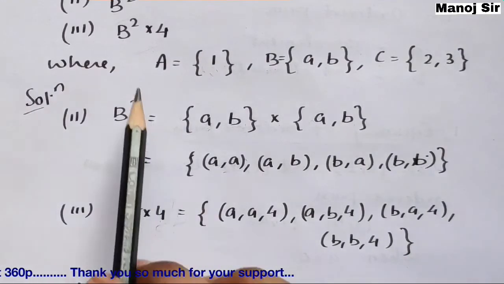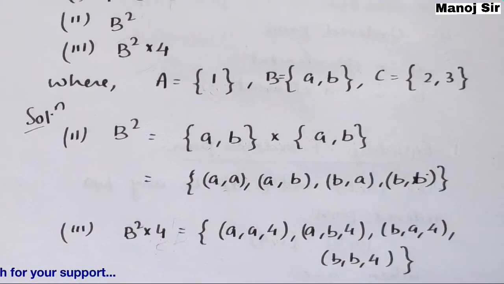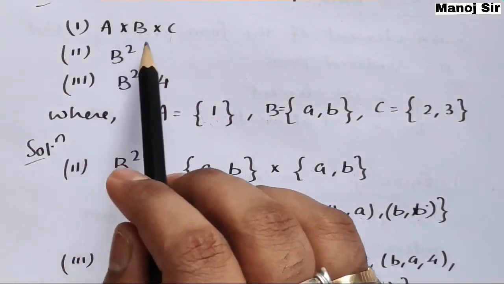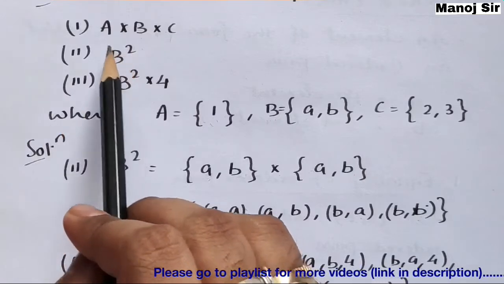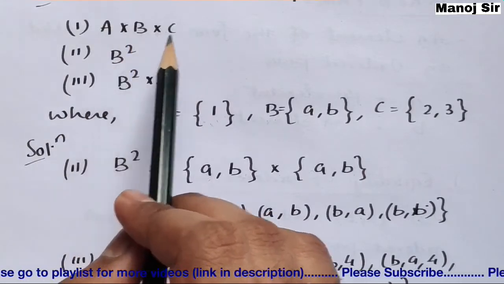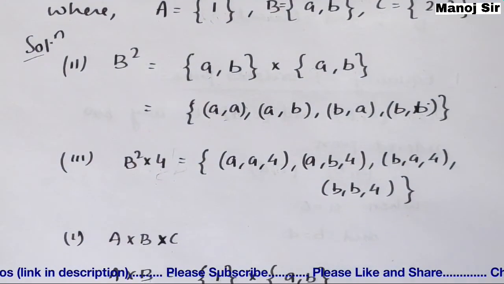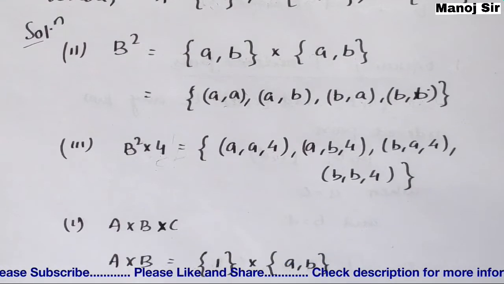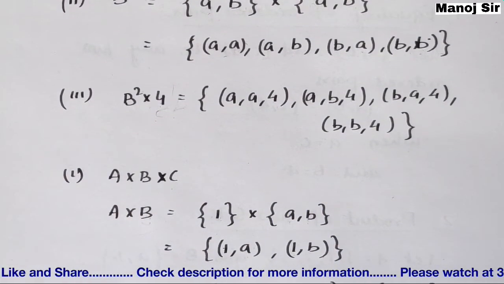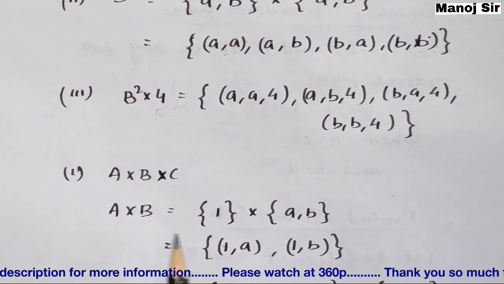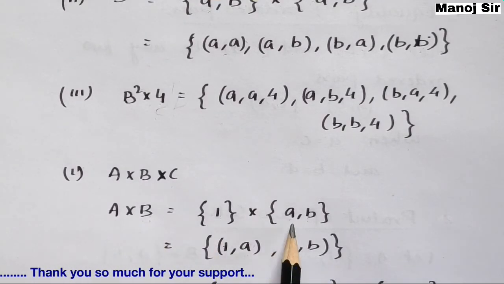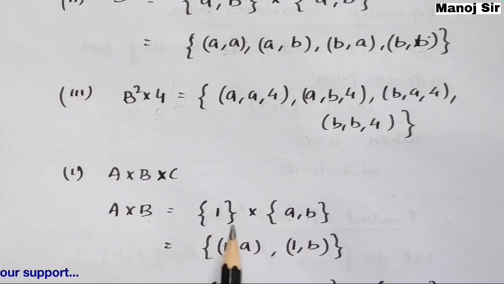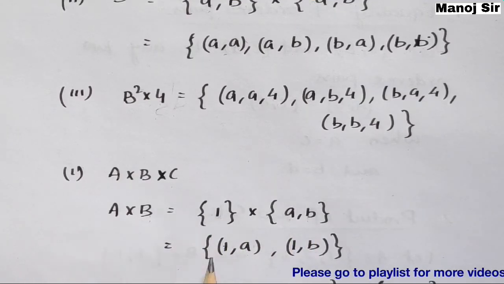Now after finding B square and B square into 4, lastly we will find A into B into C. For this, first we find A into B, and after that we find A into B into C. So what is A? A single element, that is 1. What is B? Two elements, a comma b. So multiply: 1 comma a, 1 comma b. This is A into B.